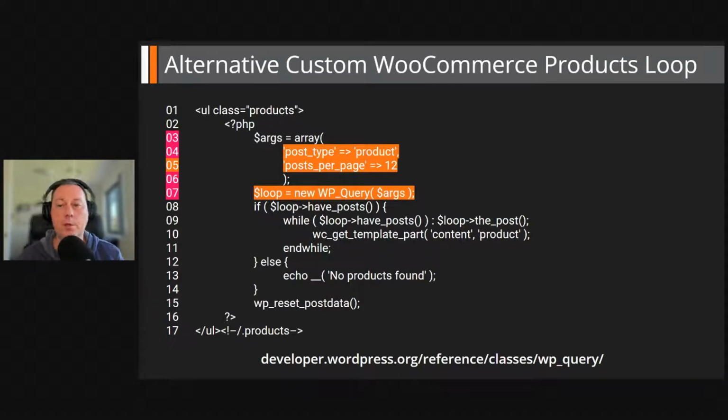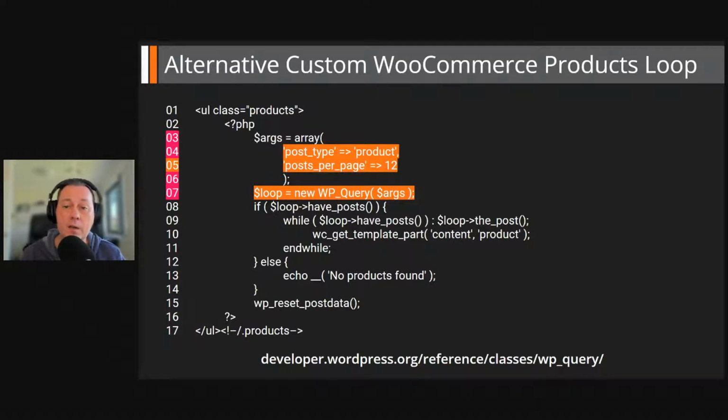And then we've got the loop that goes through from lines 8 all the way to 14. This is the more traditional type of products that you probably want to copy into a template if you're looking to customize stuff. Now you can set up your own query. You can set up your own conditions as well.